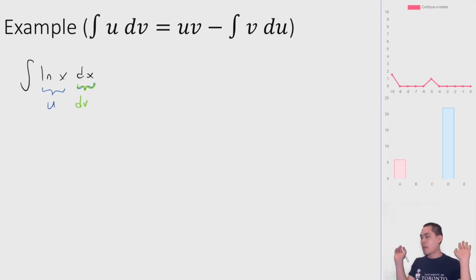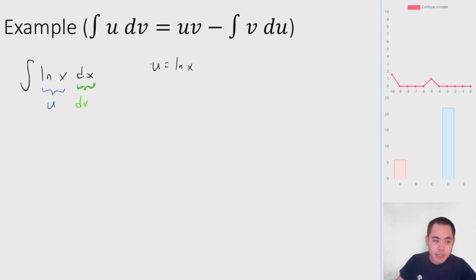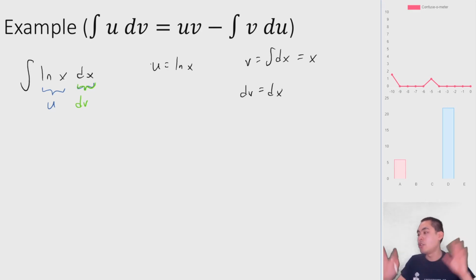Okay, so these are my guesses. There's no a priori reason why you would choose them, except that they happen to work. So then you have u is equal to ln of x, and you have dv is equal to dx. So the next thing you do is, if you have dv is equal to dx, you need to figure out what v is, right? So v is going to be the integral of dx, which is going to be equal to x. You don't have to worry about constants here, since the constants will all fall out at the end.